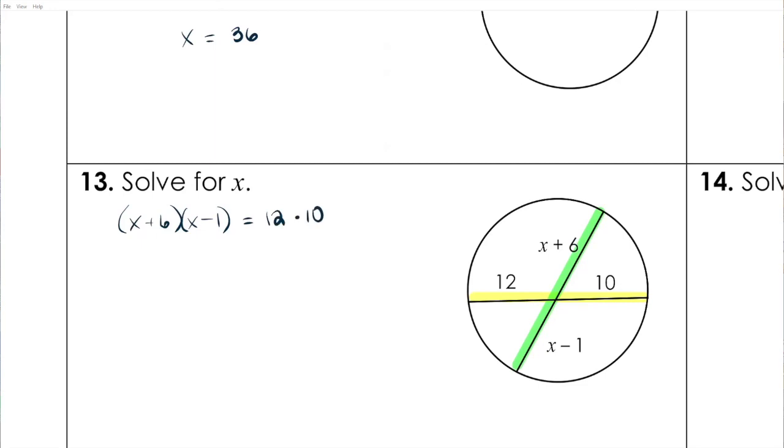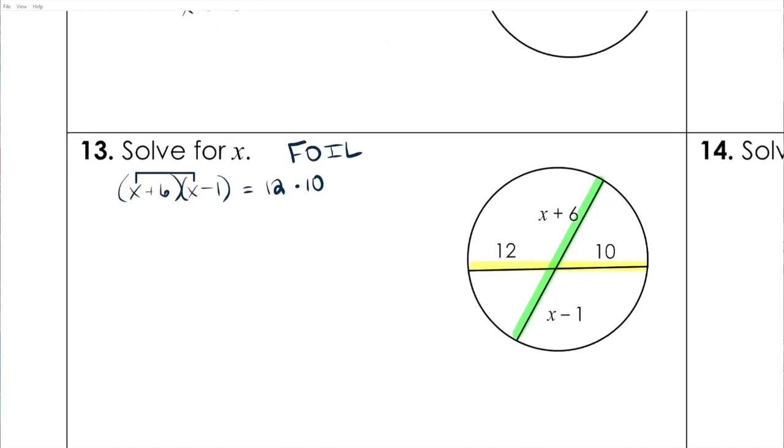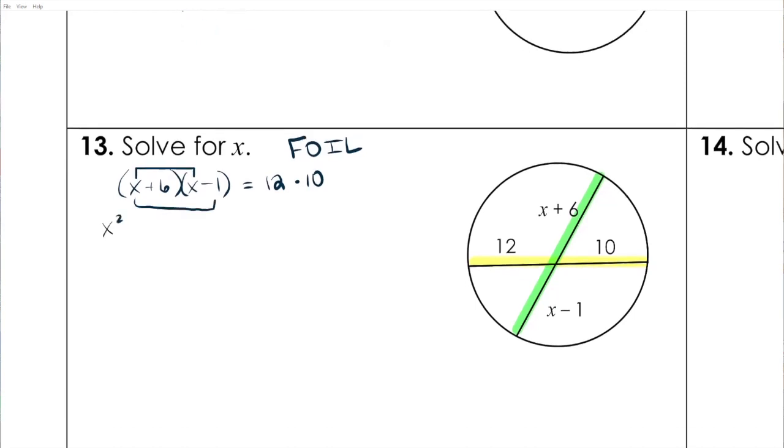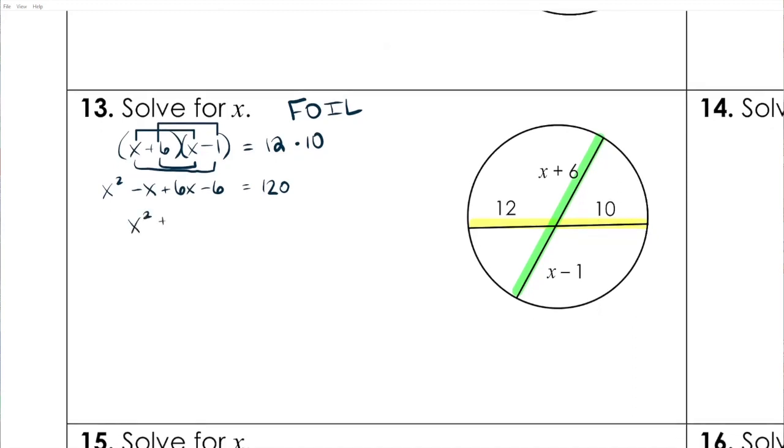Remember, when we have a binomial times a binomial, I know we're having Algebra 1 flashbacks, we have to FOIL. First numbers, outside numbers, inside numbers, last numbers. Okay. So x times x is x squared. X times negative 1 is negative x. X times 6 is positive x. And then 6 times negative 1 is minus 6. First numbers, outside numbers, inside numbers, and last numbers. So x squared plus 5x minus 6 is 120.